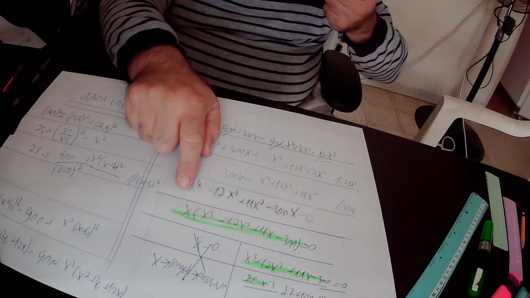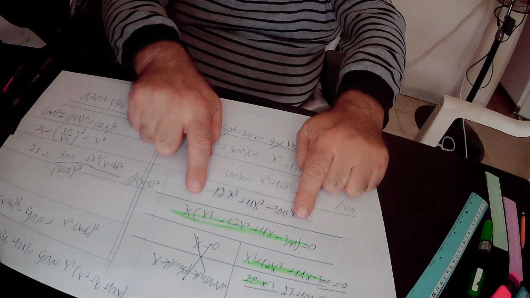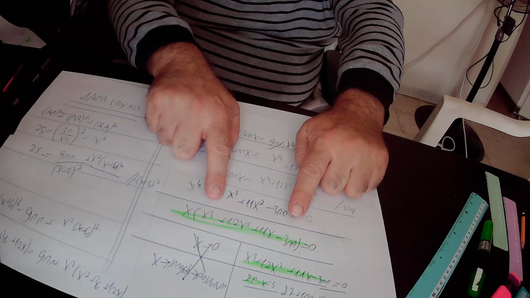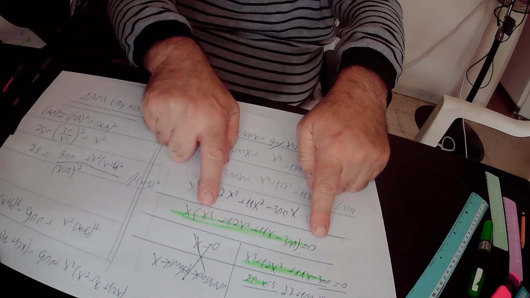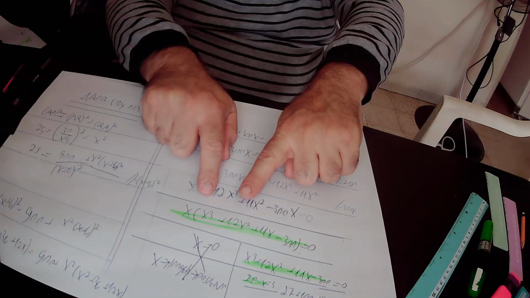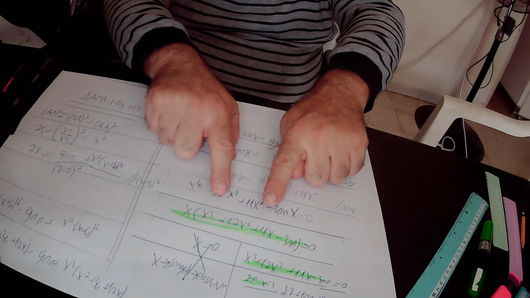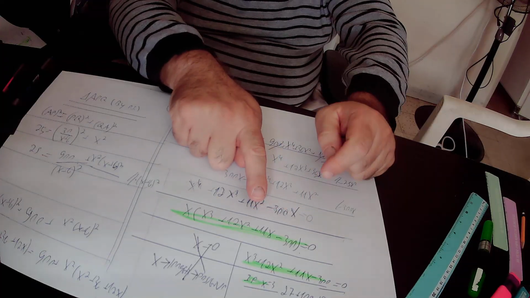The second solution to this equation is that the expression inside the brackets equals 0, and 0 times x is 0, so we get that 0 equals 0. So the second solution for this equation is that x cubed plus 12x squared plus 11x minus 300 equals 0.